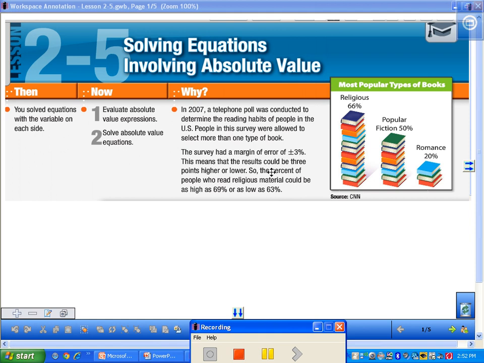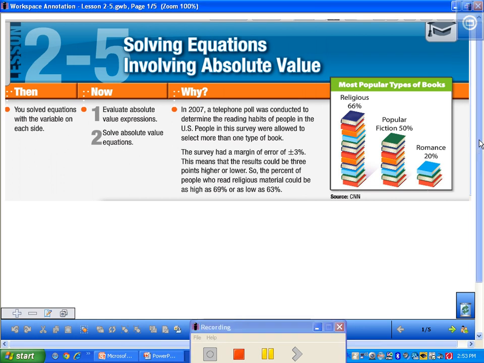In 2007, a telephone poll was conducted to determine the reading habits of people in the United States. People in this survey were allowed to select more than one type of book. As you see to the right, they had religious, popular fiction, and romance. The survey has a margin of error of plus or negative 3%. This means that the results could be 3 points higher or lower. So the percent of people who read religious material could be as high as 69% or as low as 63%.